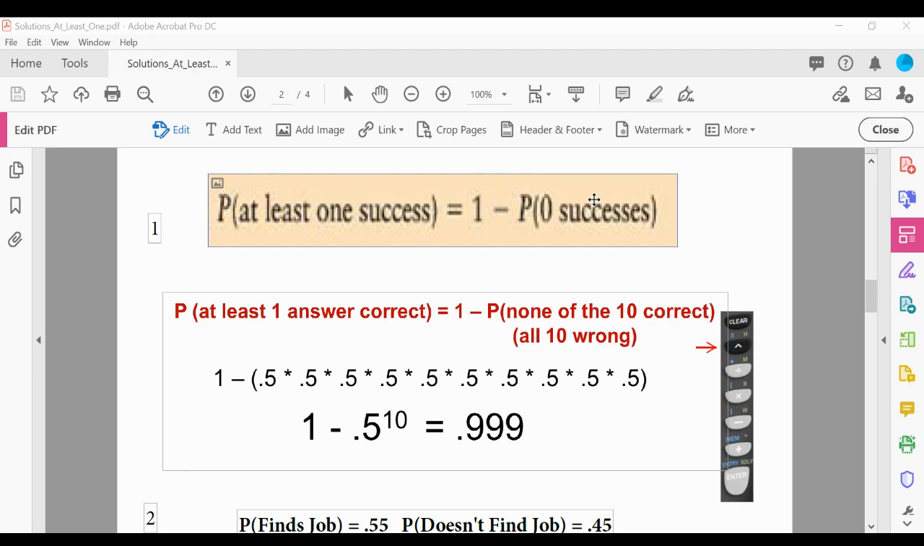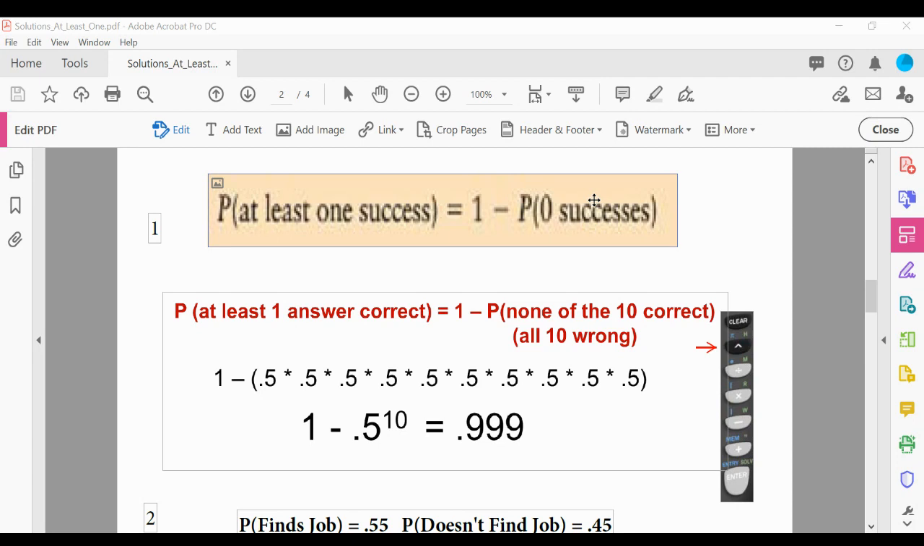All right, these are the special problems contained in section 4.2, multiplication and addition rule. We're asked to find the probability of at least one success. According to our text, the probability of at least one success is 1 minus the probability of 0 successes. We're making use of the complement rule.